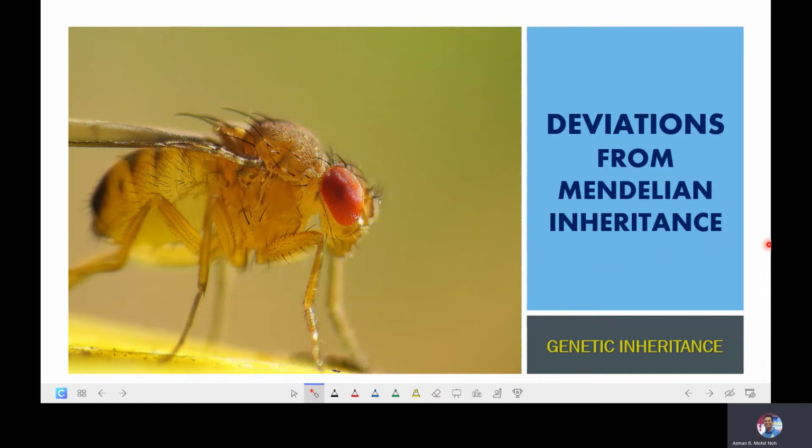Hi semua. Now we will learn about the deviations from Mendelian inheritance, which refers to some types of inheritance which do not follow the concepts of Mendel.